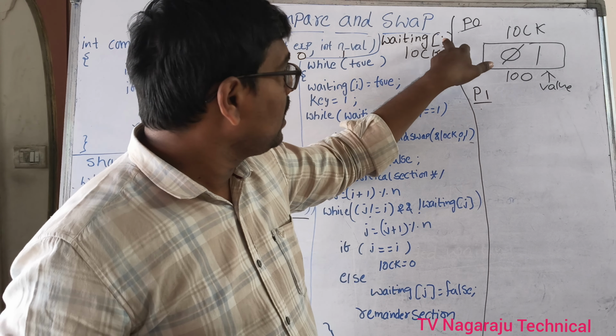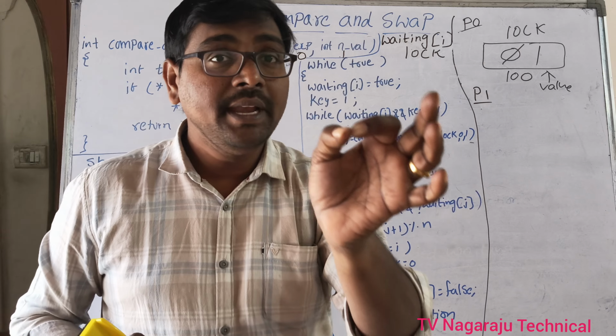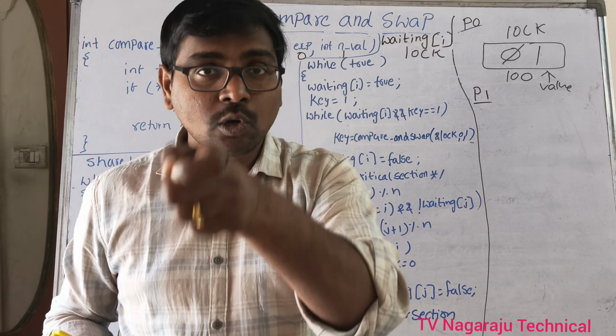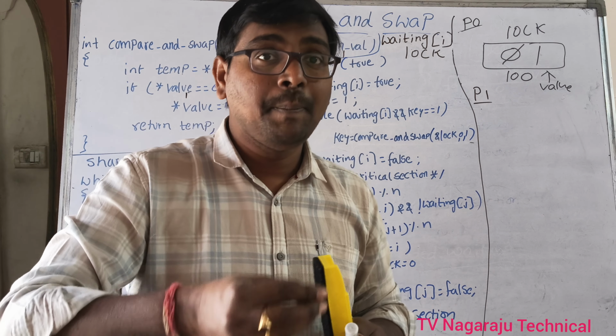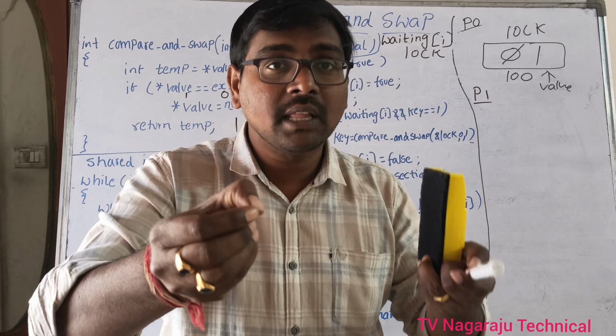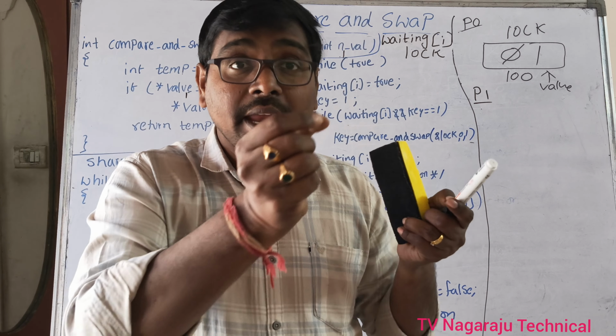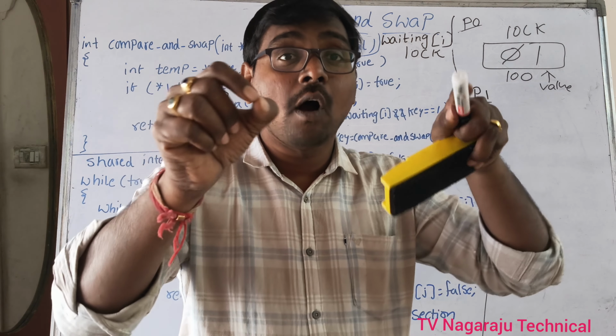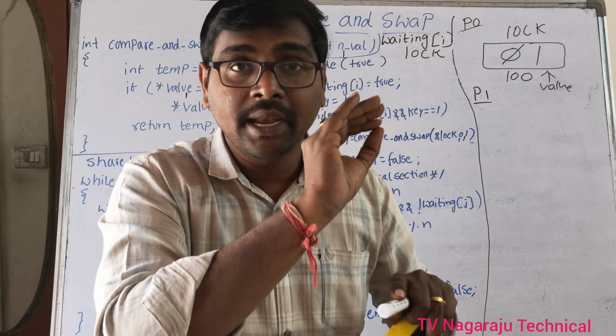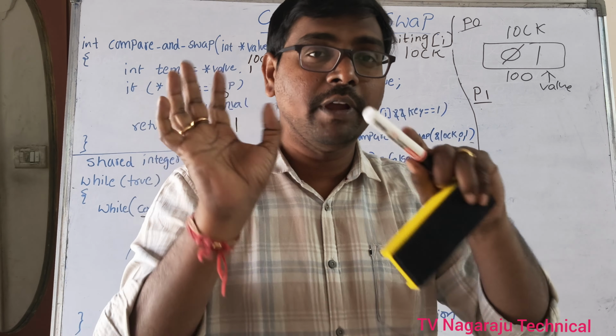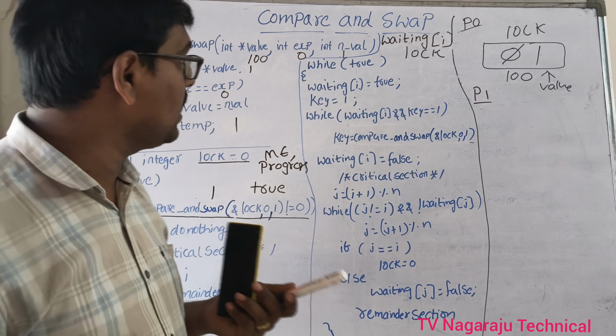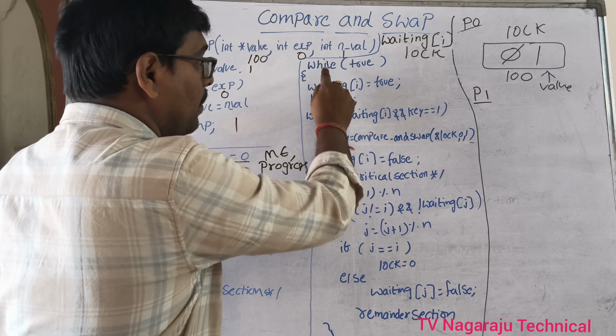What is waiting of i? Suppose waiting of i is equal to true, it means process Pi is waiting for the critical section. Waiting of i equal to false means process Pi does not want to wait for the critical section. Clear? Now come to it one by one.